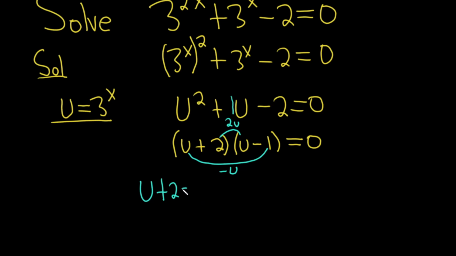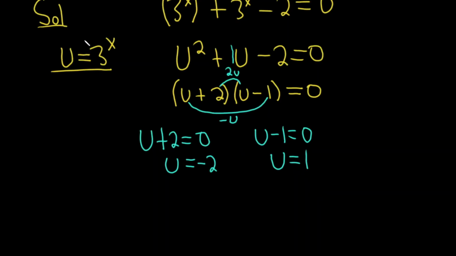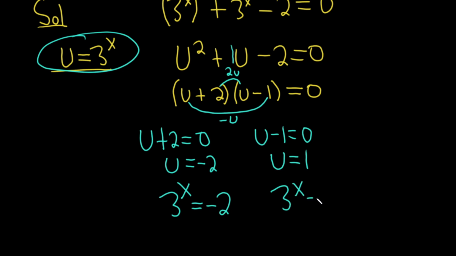So from this, we set each piece equal to 0. U plus 2 equals 0, or u minus 1 equals 0. So u equals negative 2, and then here u is equal to 1. And so now we have to go back to our original variable, which is x. So u is equal to 3 to the x. So this is 3 to the x equals negative 2, and this is 3 to the x equals 1.